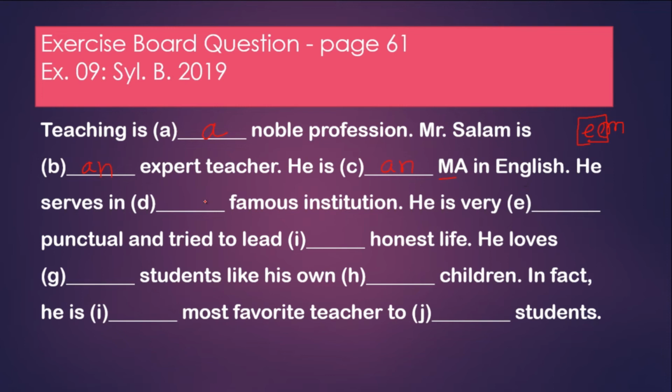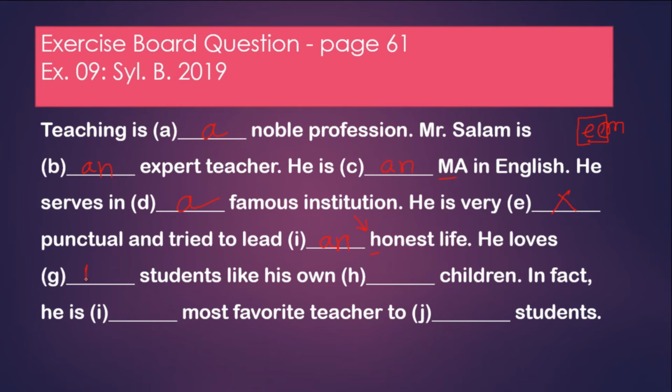He serves in a famous school, an institution. He is very punctual. We don't need to use any article here. He is very punctual and tries to lead his life. Lead an honest life. So I have told already, when this h remains silent, we use an.